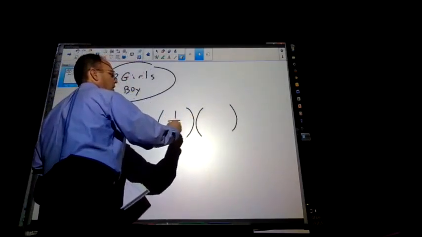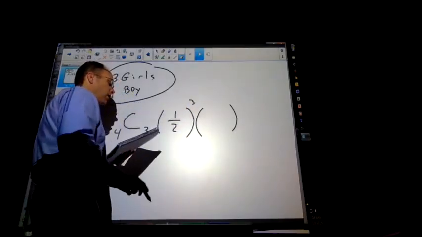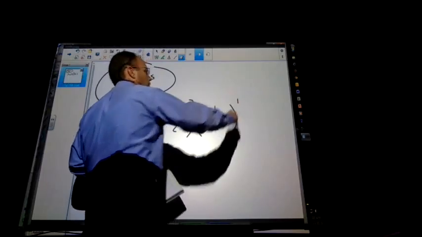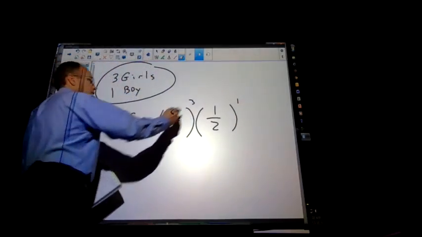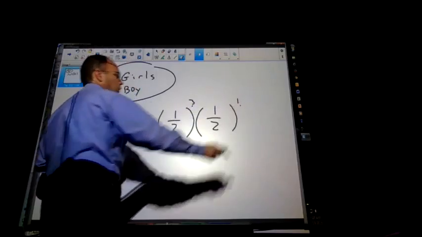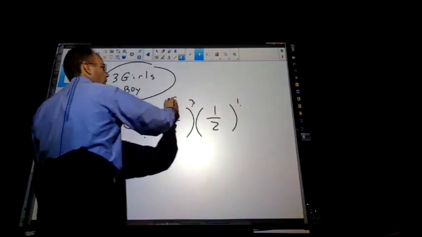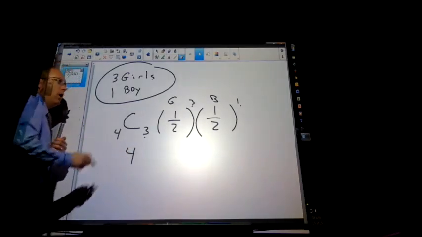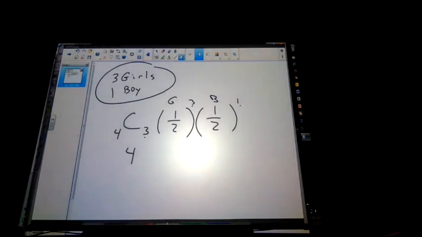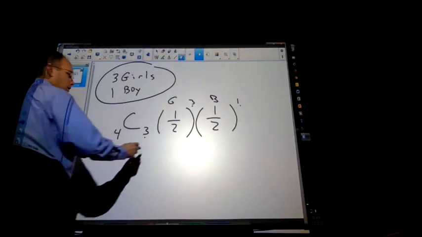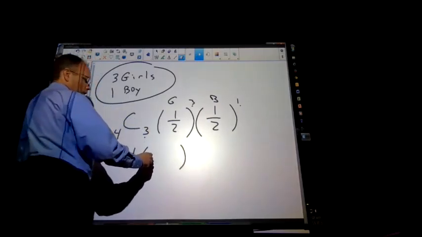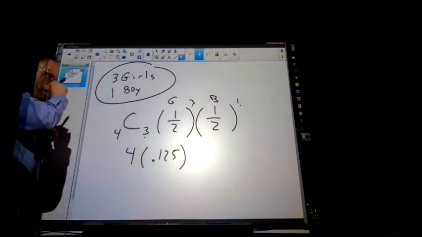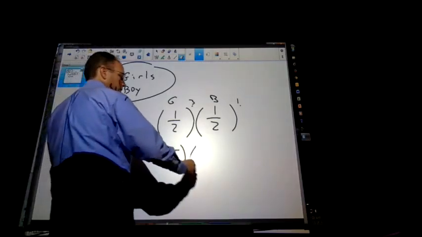So the probability that you do have a girl is 1/2. We're going to raise that to the 3rd power. The probability you have a boy is 1/2. We'll raise that to the 1st power. Please realize these 3's match, and then whatever I have left has to be this one. So this is your probability of girl, this is probability of boy. So 4 choose 3. Help me out on the 4 choose 3 right now. 4. Just 4. And then 1/2 to the 3rd power is 1/8, which is 0.125. Is that right? Did I do that right? And then 1/2 to the 1st power, same thing as 0.5.